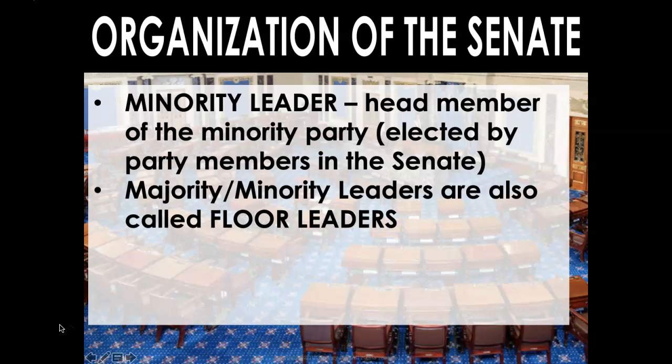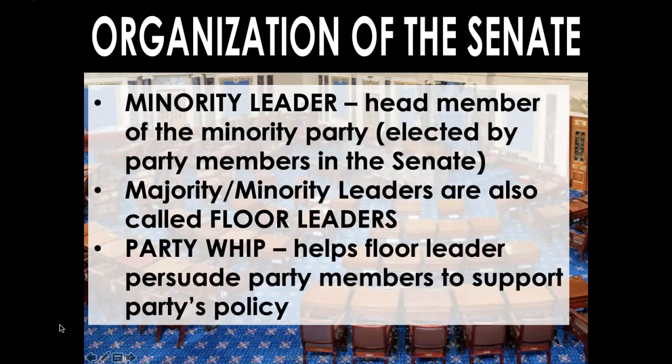The majority and minority leaders are also called floor leaders, and in a sense you might see them the most, leading debates and the charges to pass or stop a bill or law from going into action. There are also the party whips, who help the floor leader persuade party members to support the party's policies. In many ways, they whip their own parties in line to vote a certain way.